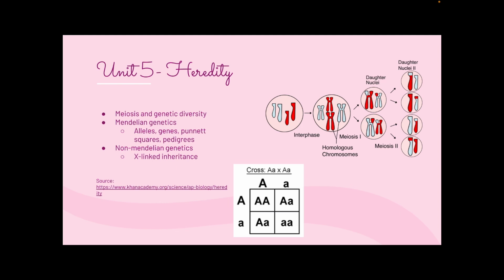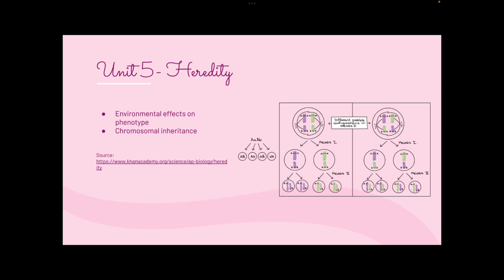The next unit I chose was Unit 5, and Unit 5 focuses on heredity. The topics it includes are meiosis and genetic diversity, Mendelian genetics, alleles, genes, Punnett squares, pedigrees, and non-Mendelian genetics, such as X-linked inheritance. It also covers environmental effects on phenotype and chromosomal inheritance.